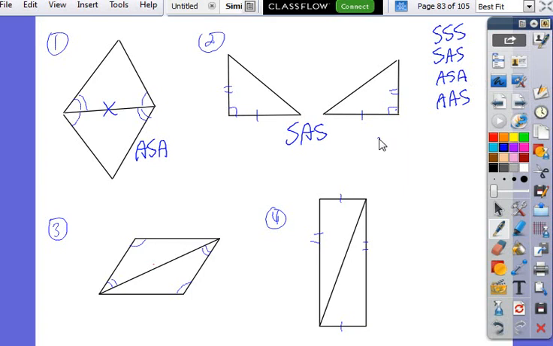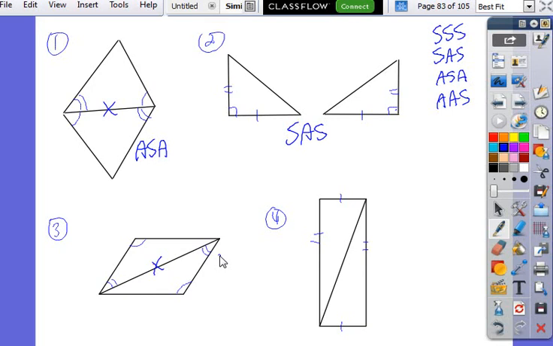What can I mark on number 3 as being the same in both of them? The one in the middle. That's ASA. All right. If it's in the middle and it's shared by both triangles, it's congruent. So what am I given on number 3? 2 pairs of angles, 1 pair of sides.